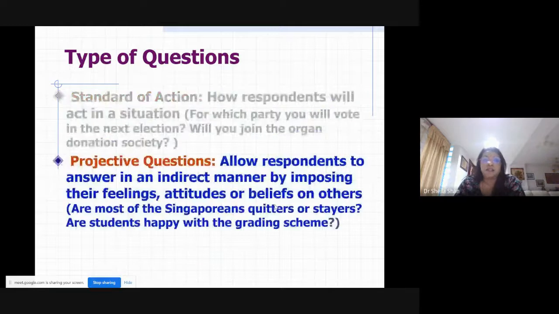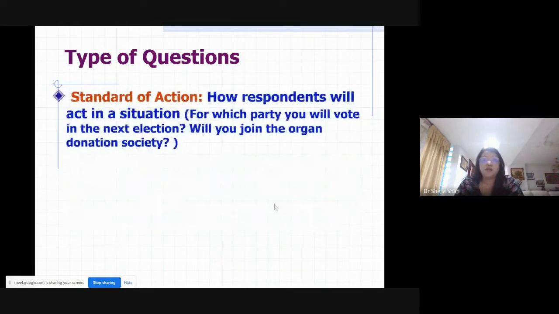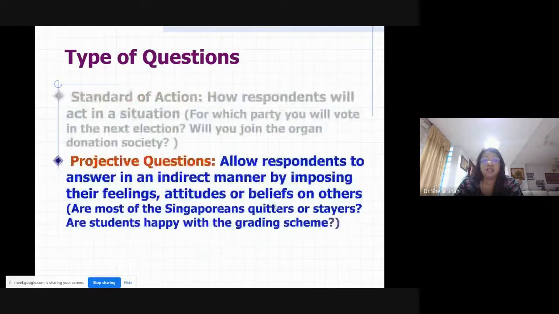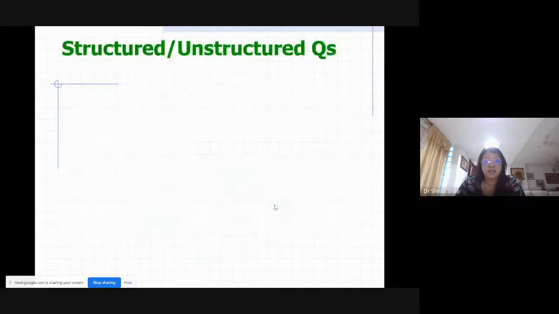Standard of action: how do you respond in a situation? Will you join the organ donation society? That kind of question. Projective questions are asked in an indirect manner, by imposing their feelings, attitudes, and beliefs on others. Are the students happy with their grading schemes? These are projective kinds of questions.